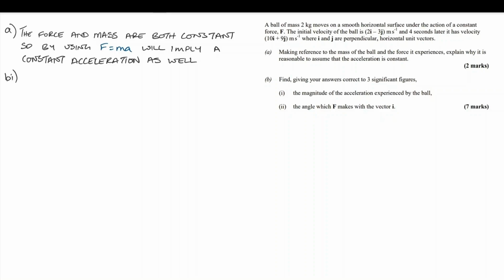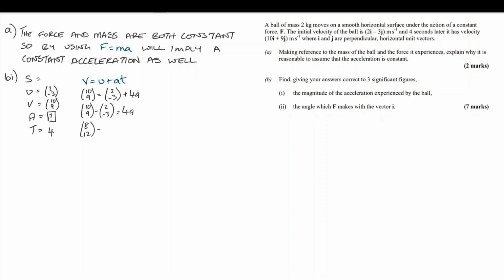We're next asked to find the magnitude of the acceleration experienced by the ball. We can find acceleration making use of SUVAT. Initial velocity is 2, negative 3, final velocity is 10, 9, unknown acceleration, but we know the time is 4 seconds. So, we can use the SUVAT equation v equals u plus at. SUVAT equations work with vectors as long as we don't need to divide or multiply vectors with each other. Rearranging, we get acceleration of 2, 3.